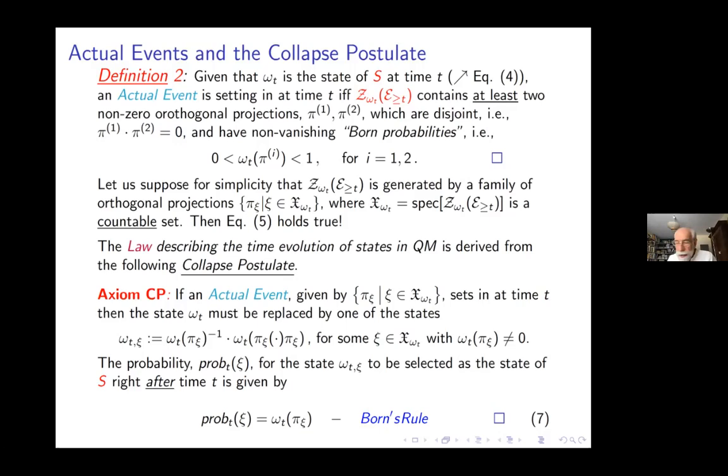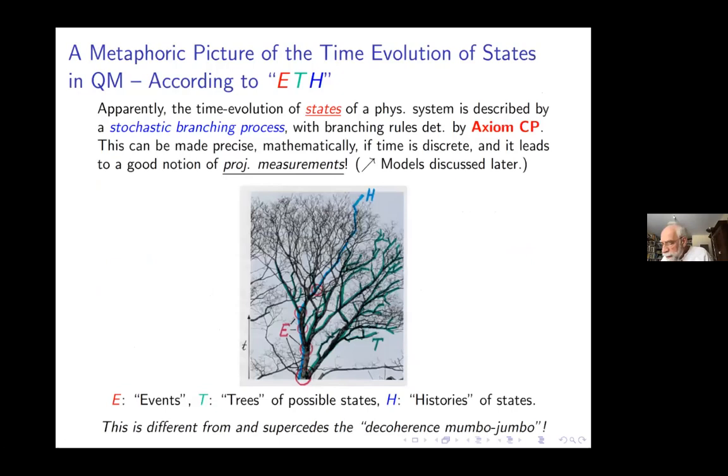Here it becomes natural, thanks to the principle of diminishing potentialities, which tells us that these centers, the centers of the centralizers of ω_t, might generically be non-trivial. In the Copenhagen interpretation, nothing like that was around. All right, that's the collapse postulate. So this is basically the end of my discussion of the ETH approach. And let me conclude with a metaphoric picture.